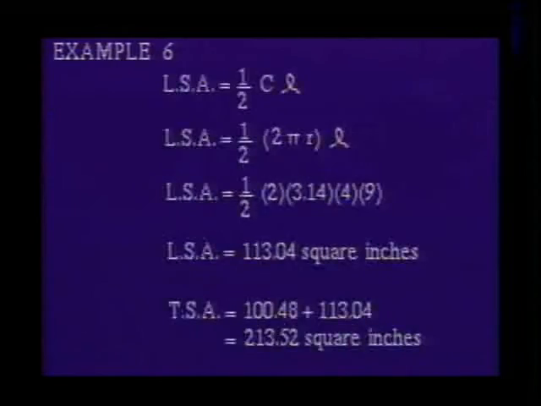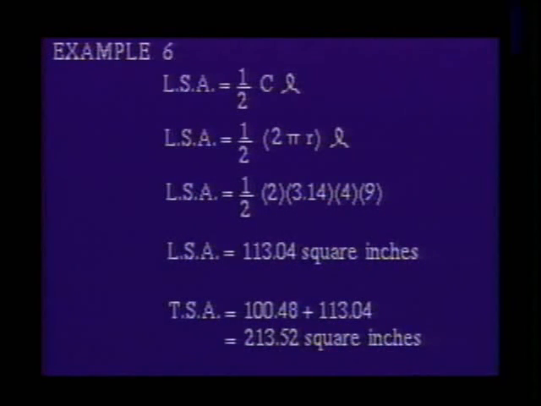Now we are ready to use the formula for the lateral surface area of a cone. The lateral surface area of the cone is equal to 1/2 the product of the circumference of the circular base and the slant height. Using 3.14 for pi and substituting 4 for the radius and 9 for the slant height, we find that the lateral surface area of the cone is 113.04 square inches.